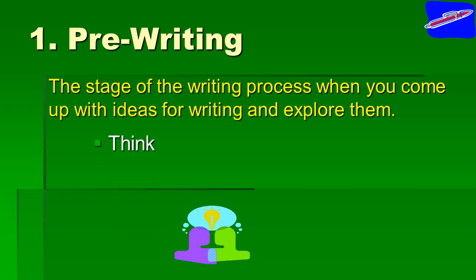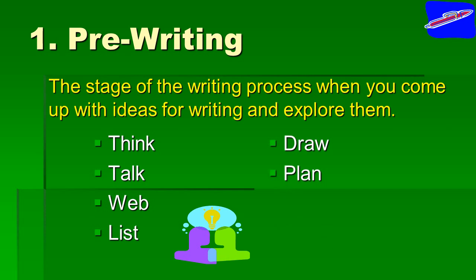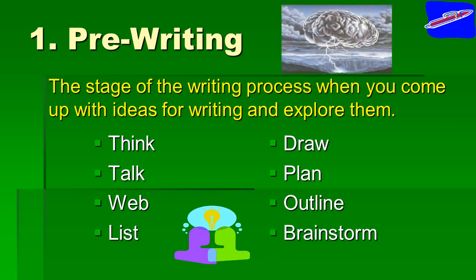You can think about what you're going to do first, talk it over with someone, create a web, make a list, create a drawing, write out a plan, outline, and the ever-popular brainstorming. Brainstorming is a process where you basically write down everything that comes to mind. The idea is to write down everything and worry about whether it's a good idea later. Brainstorming is an excellent way to come up with ideas right at the beginning of writing, and then later on in the process, when you start drafting your essay, you can decide whether those ideas are good enough.